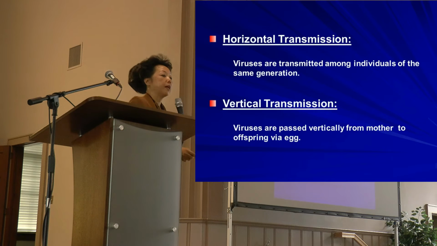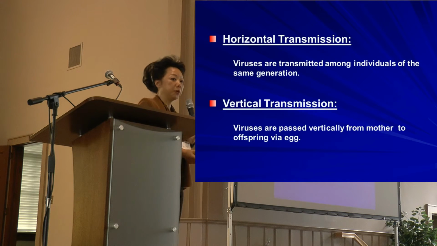In nature, a virus can be transmitted horizontally, vertically, or both. In horizontal transmission, viruses are transmitted among individuals of the same generation. In vertical transmission, viruses are passed vertically from mother to offspring through eggs.